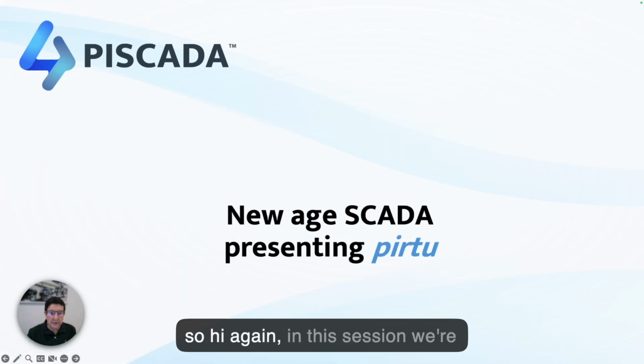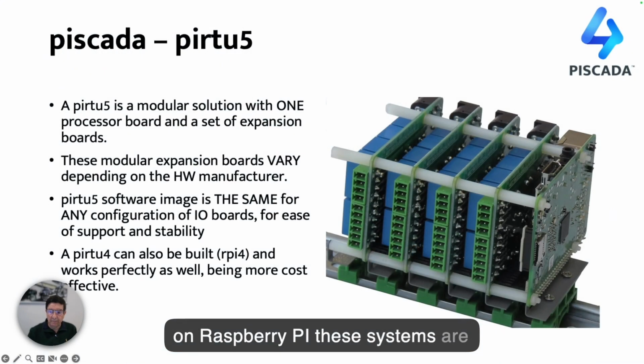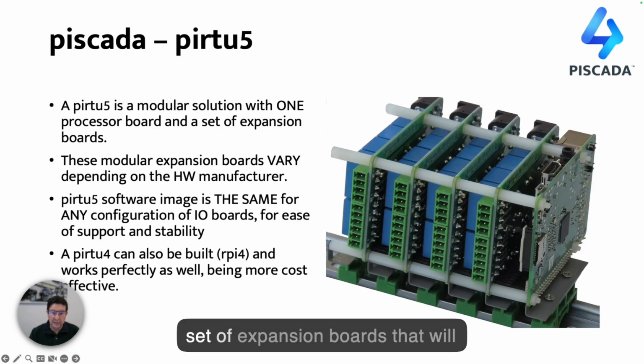So hi again. In this session, we're going to be talking about the RTUs, the Pi RTU, which is an RTU based on Raspberry Pi. These systems are modular. So a Pi RTU is a solution that has one processor board and a set of expansion boards that will perform different functions. These modular expansion boards may vary depending on the hardware manufacturer.